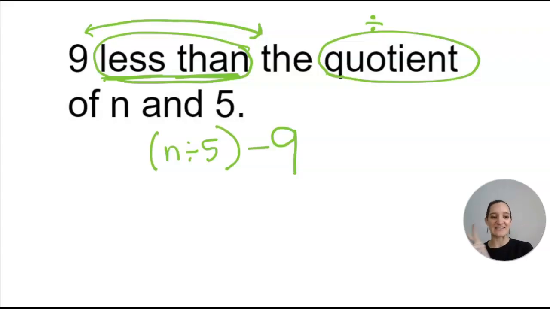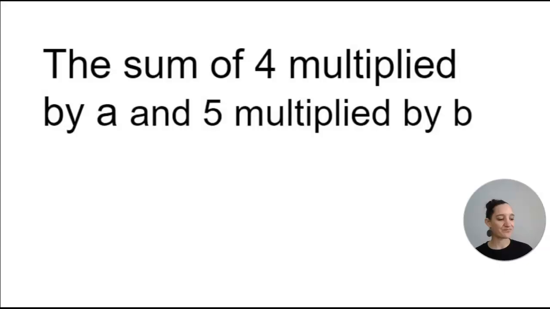And instead of 9 less than being in front, I'm going to put it at the end. So this right here shows me a quotient, and then it shows me that I'm going to then find 9 less than that quotient. So that's how turnaround words work. We'll do some more in the future.